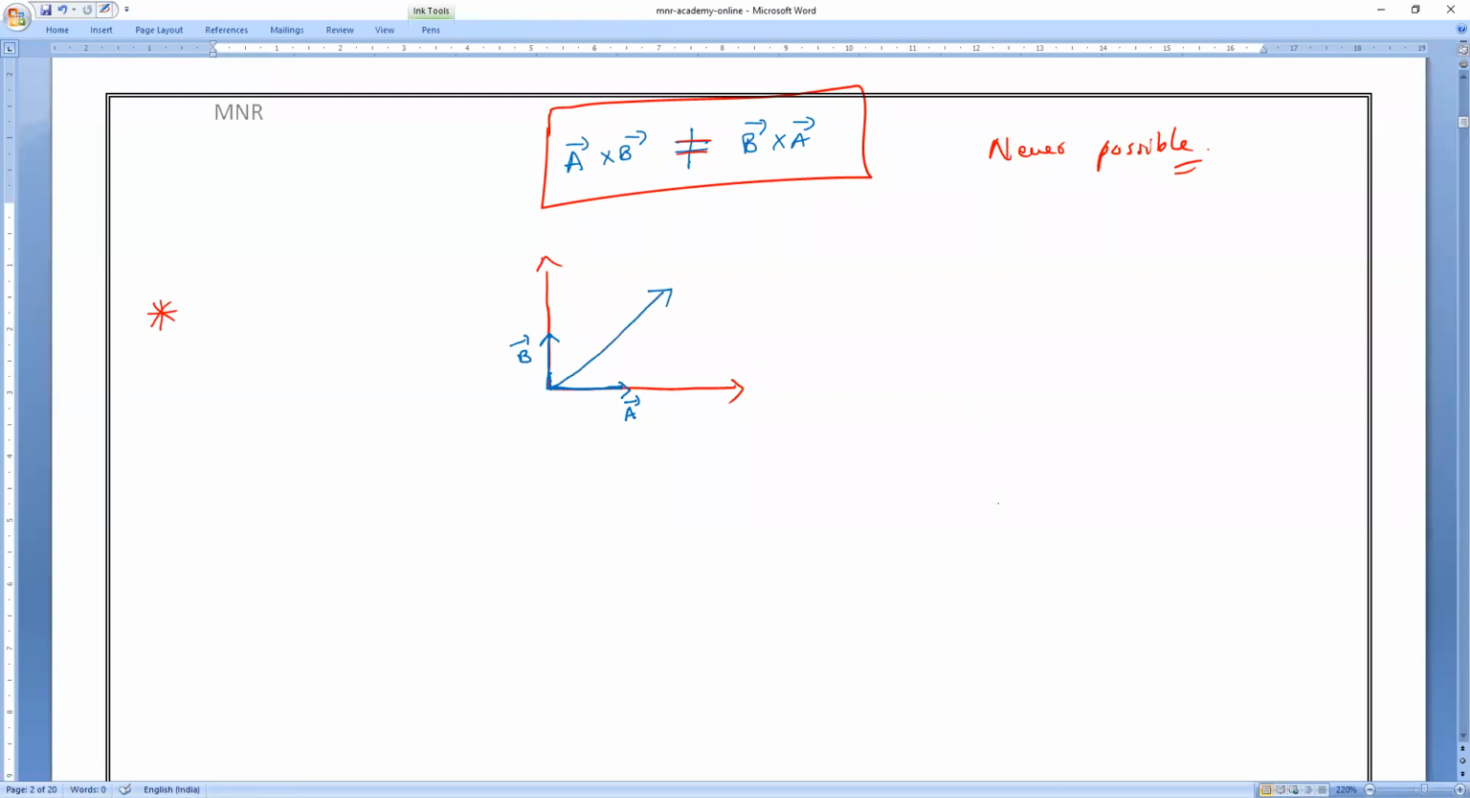If I move from A cross B, do we get it upwards or downwards, outwards or inwards? Everybody check it. You place your fingers at A, go to B. Now you tell me whether your thumb is showing away from the screen or into the screen. You tell me.